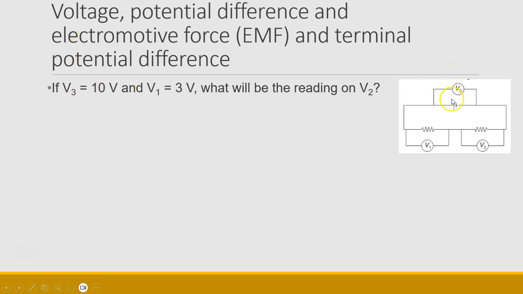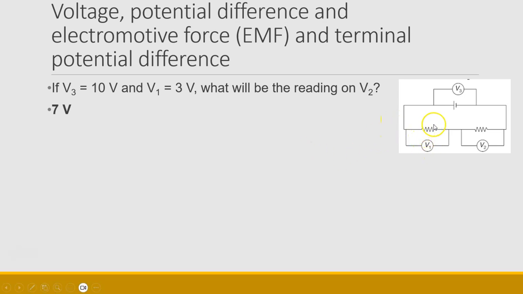If V3 is 10 volts and V1 is 3 volts, what will be the reading on V2? So remember, the total energy available to the circuit is 10 volts, and this obstacle course uses 3 volts of energy. So what's left for this obstacle course? It is 10 minus 3, which is 7 volts.